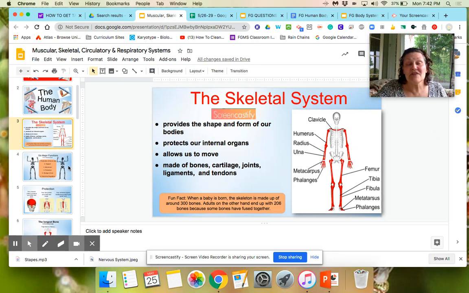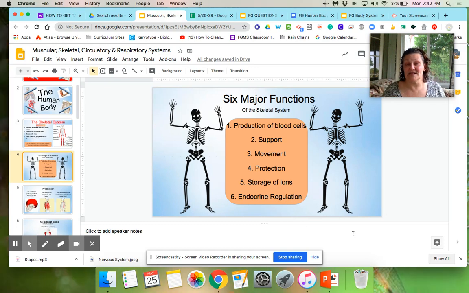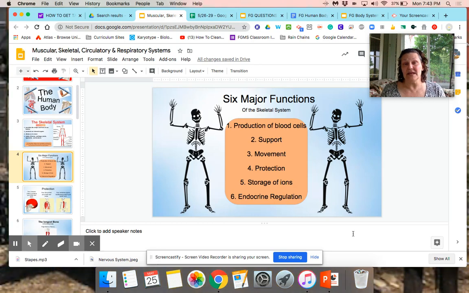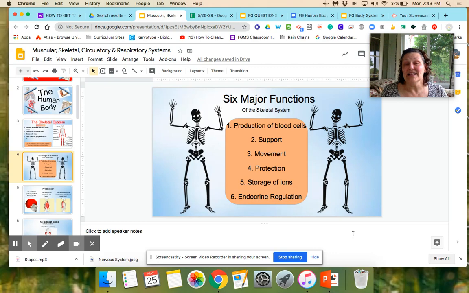So let's look at a couple of other functions that bones have. One of the big functions is that it's the site of blood cell production. Your blood cells are actually made in your long bones. When you hear about somebody having a bone marrow transplant, very often the problem they're having is with their blood, and so they can get a bone marrow transplant.